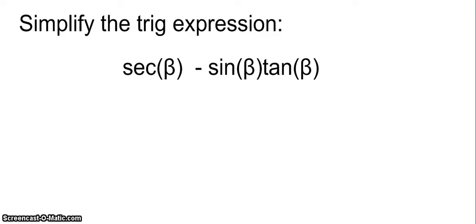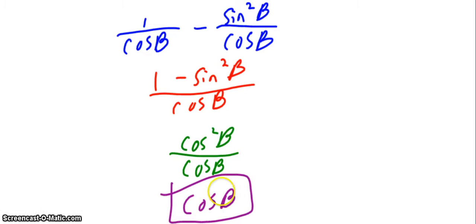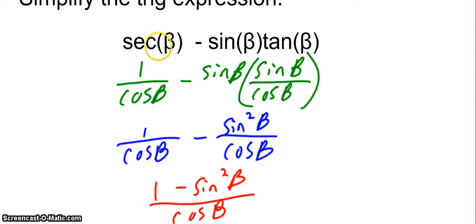Next one. Again, I want you to try this on your own. So we've got secant of beta minus sine of beta times tangent of beta. Pause the video, unpause when you're ready to check. Alright, so here our answer simplifies down to cosine of beta. Who would have thought that when we started with secant of beta minus sine of beta times tangent of beta, that would just become cosine of beta? There's not even a cosine in there to begin with. Who knew? How did we come up with that?